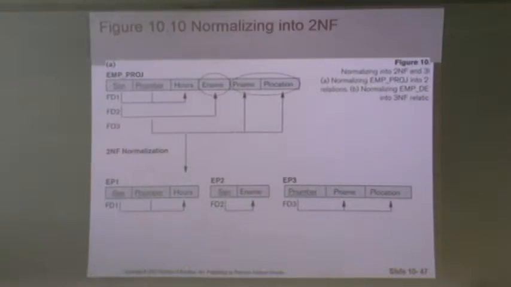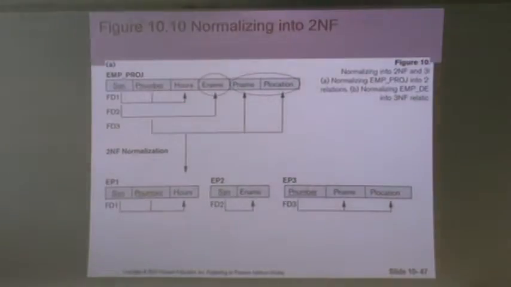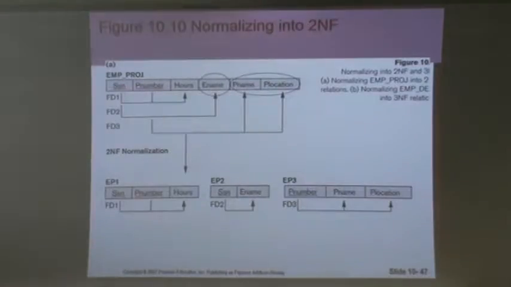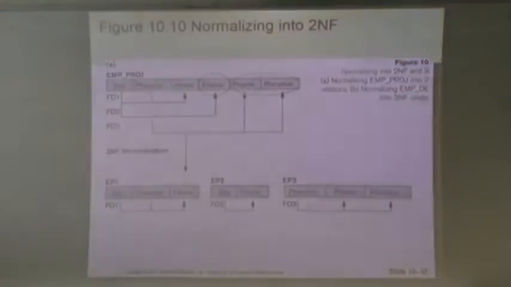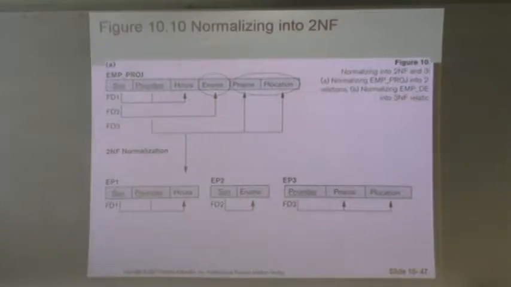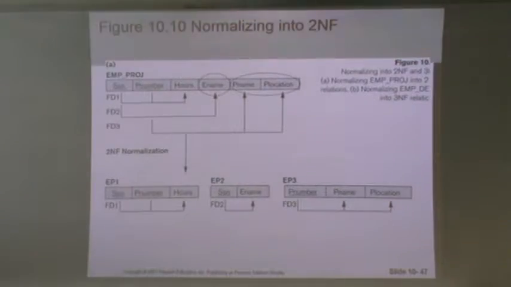Let's see the example here. What about the hours? Hours is determined by P number and social security number. It's a full dependency. However, E name is determined by social security number. This is a partial dependency. And P name plus P location is determined by P number. This is a partial dependency. So this is not the second normal form.